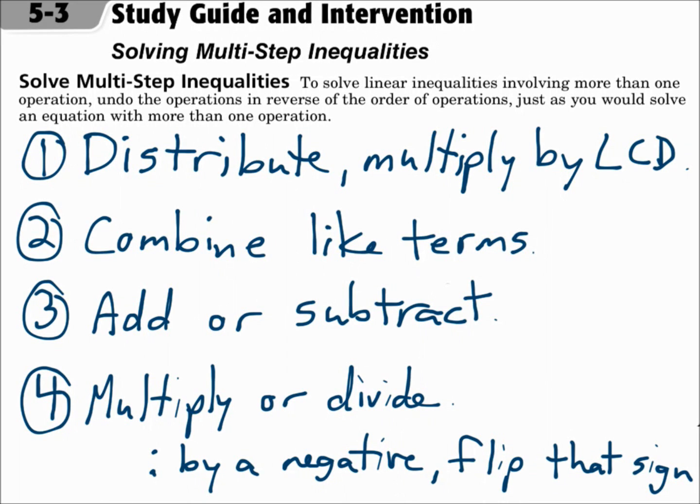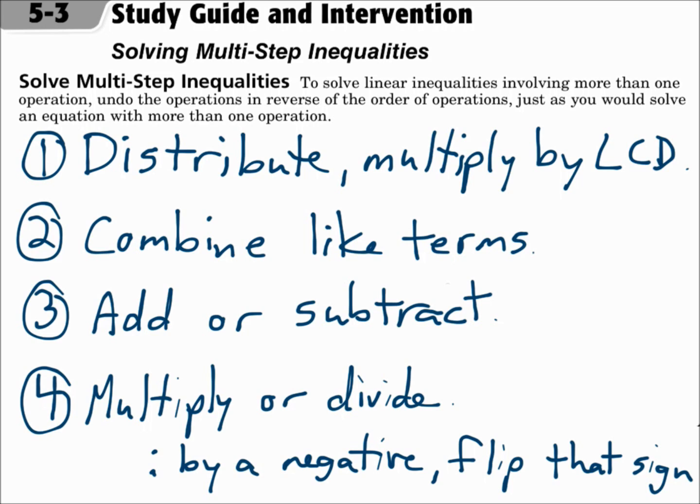This is lesson 5.3, Solving Multi-Step Inequalities. Your objectives are to solve linear inequalities involving more than one operation and solve linear inequalities involving the distributive property. This is very similar to solving equations of this difficulty.